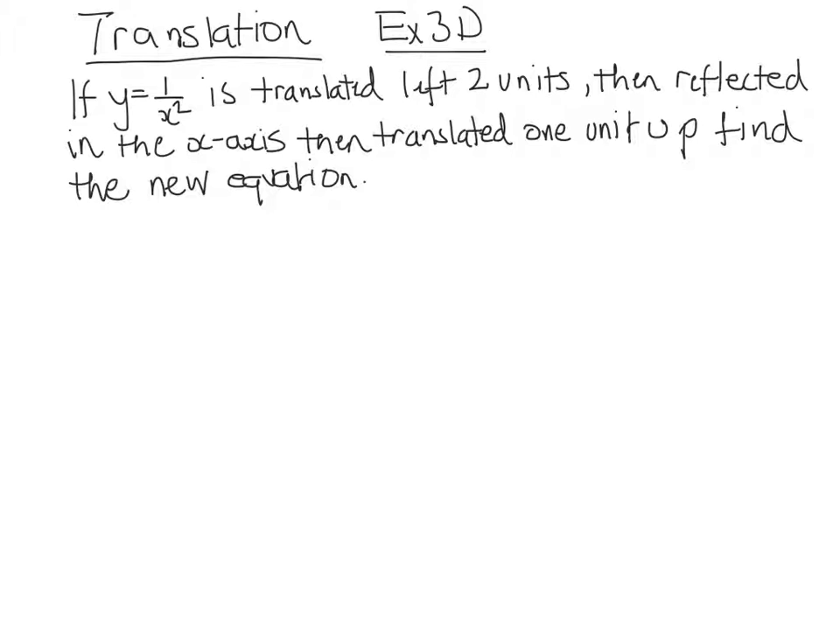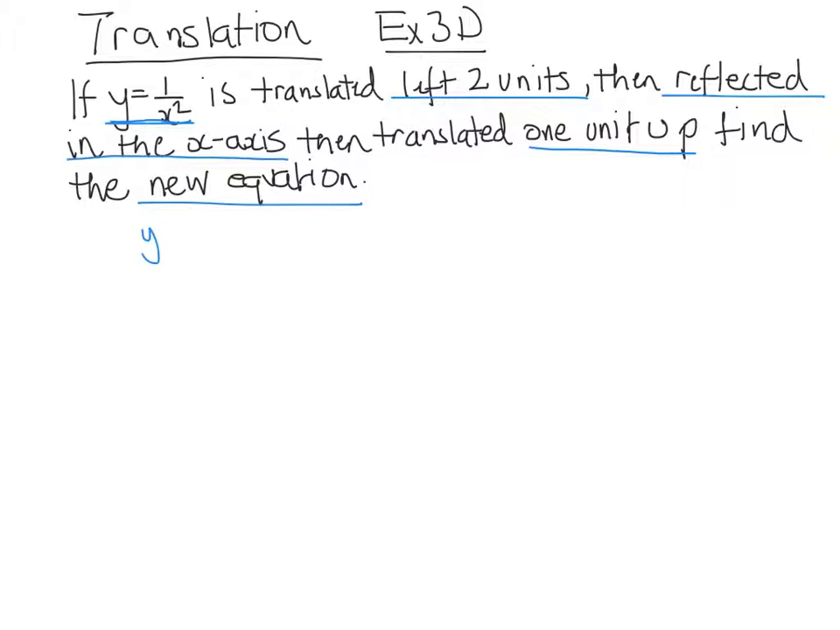Now what we have here is another translation problem. So we have a truncus, y equals 1 over x squared, that is translated 2 units to the left. So that's the first translation that happens. Then it is reflected in the x-axis. Finally, it is translated 1 unit up and we need to find the new equation.